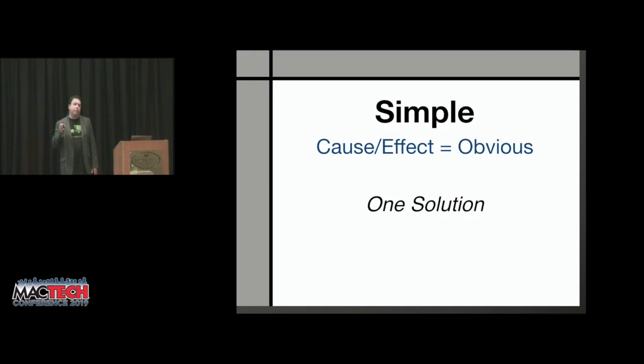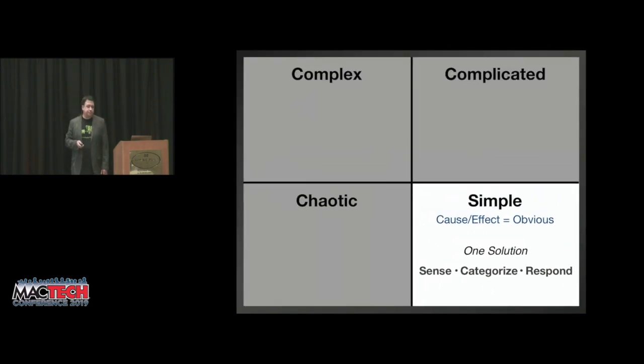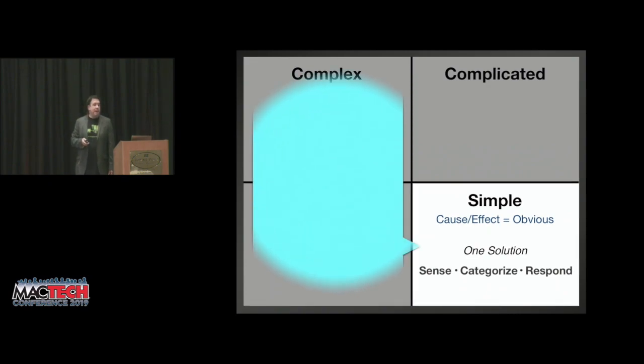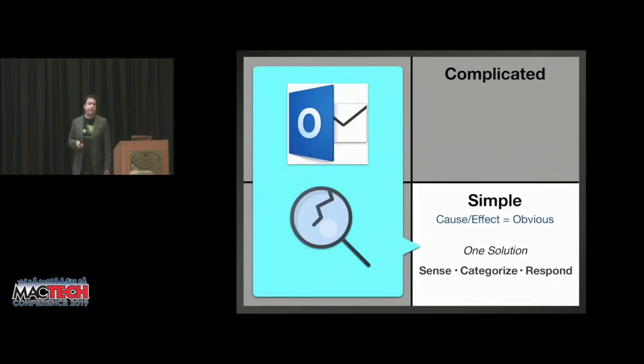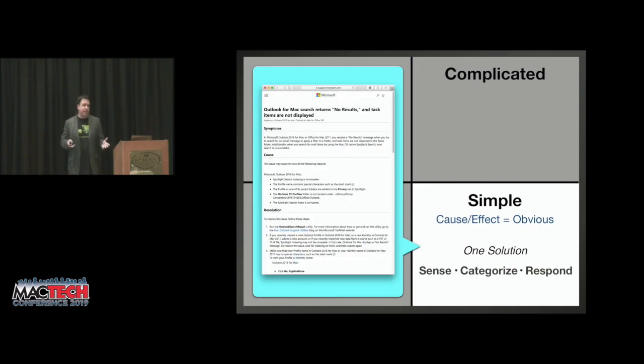When you work through a problem in the simple domain, it has the steps of sense what the problem is, categorize what type of problem it is, and then respond to the categorization. A couple of real-life examples of Mac troubleshooting problems that I would consider simple are: Mac Outlook isn't returning search results. So you Google it and you find a Microsoft support article that tells you how to fix this problem, and following the instructions in the support article fixes Outlook search.